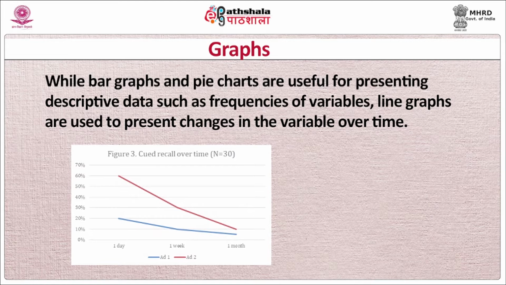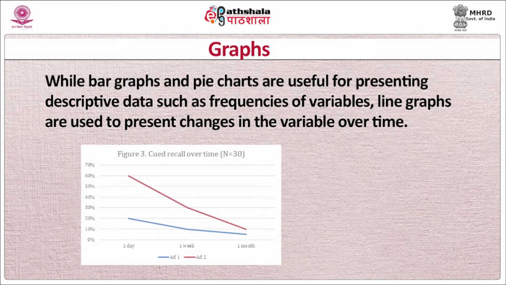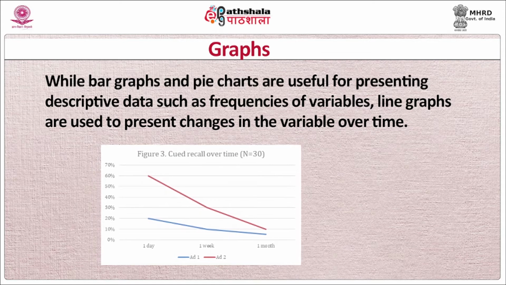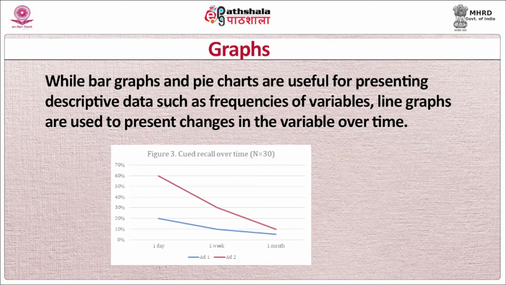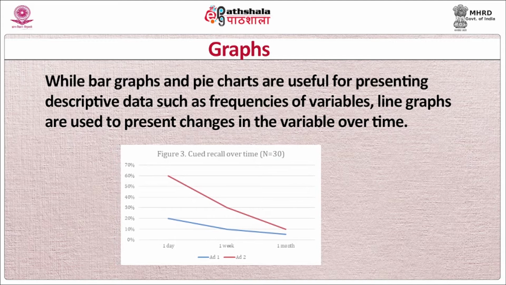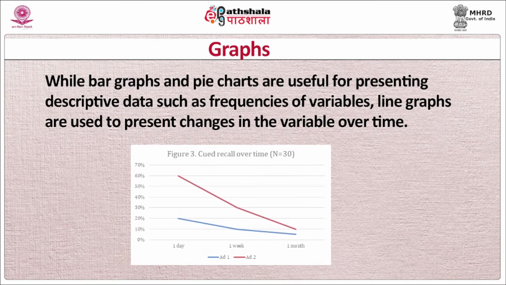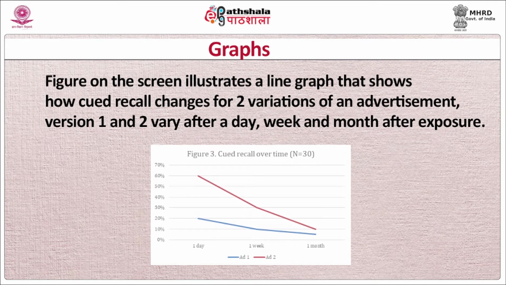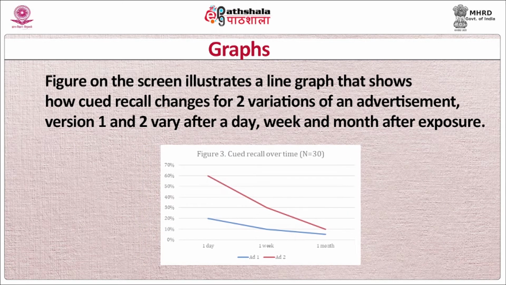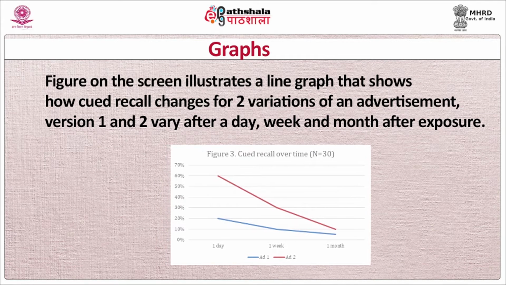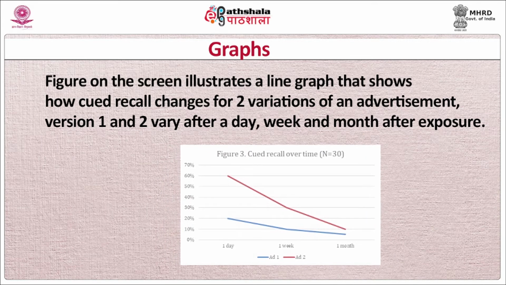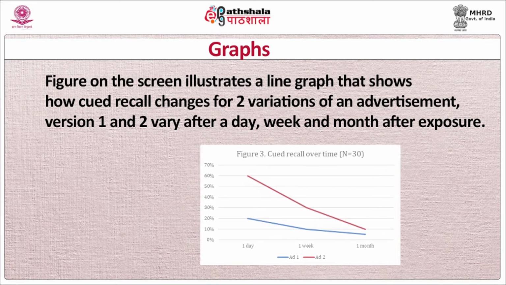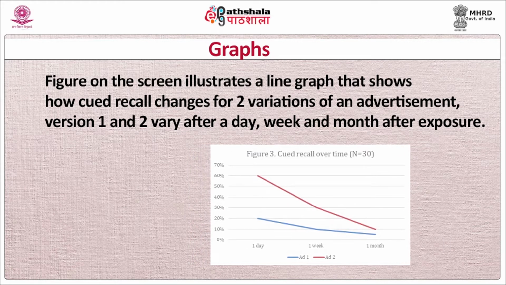While bar graphs and pie charts are useful for presenting descriptive data such as frequencies of variables, line graphs are used to present changes in the variable over time. The figure on the screen illustrates a line graph that shows how queued recall changes for two variations of an advertisement, versions 1 and 2, after a day, week and month after exposure.